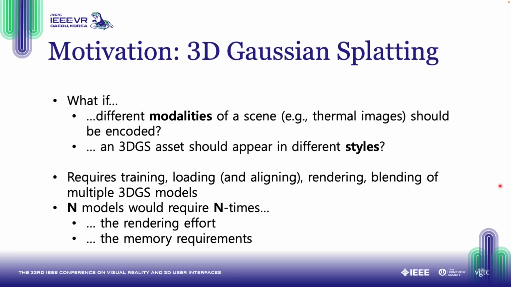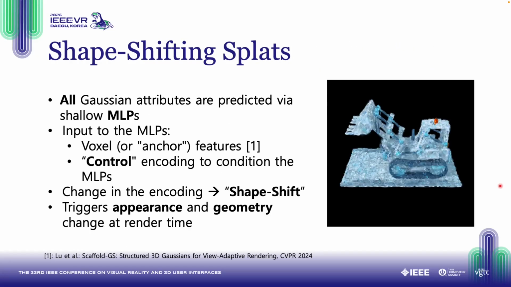Rendering different modalities or styles would therefore not be possible with a single process. N appearance changes would require N separate 3D Gaussian models that have to be independently loaded, aligned, rendered, blended, and so on. This would also come with N times the rendering effort and N times the memory requirements.